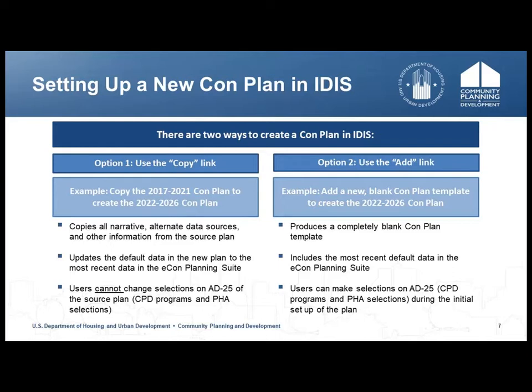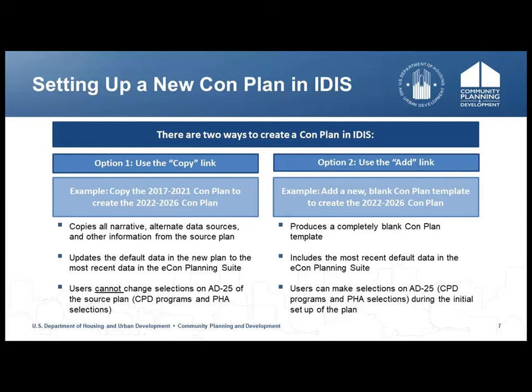So option two involves using the add link, which will create a blank con plan template in the system. With option two, users can select the grant programs and PHA selections during the initial setup of the plan. The con plan template isn't going to have any previous narrative, so you do need to make sure that you add narrative to all sections of the plan. And lastly, the template is going to include the most recent default data.